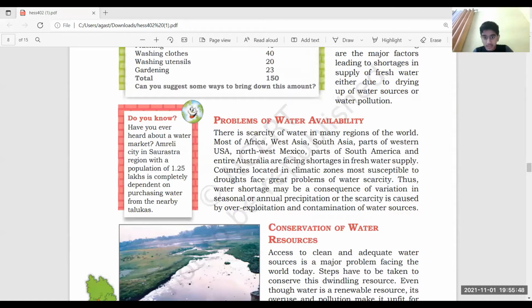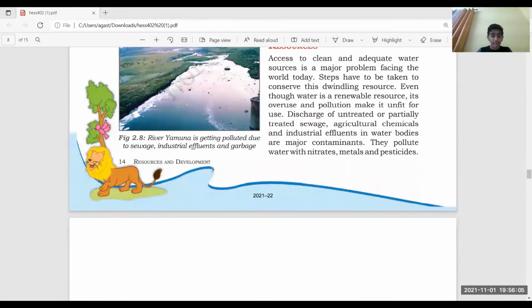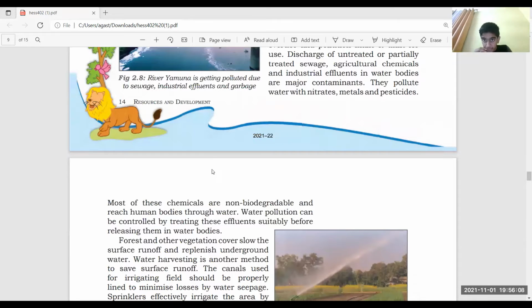Of course, there are many reasons because these countries might be in areas where the conditions are very hot and droughts take place constantly. That's the reason there's a scarcity of water. When you talk about conservation of it, you have to adapt many things. You have many things which can work.